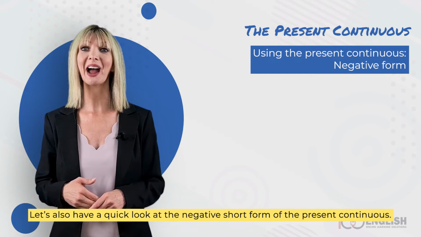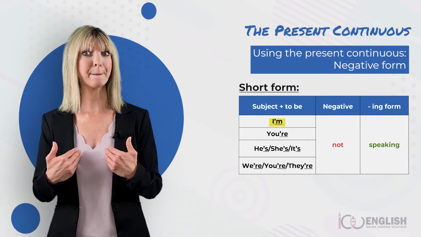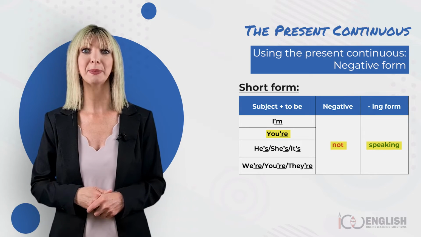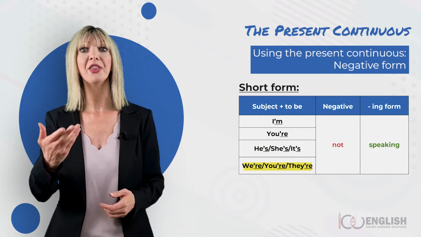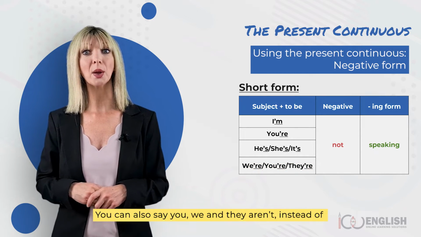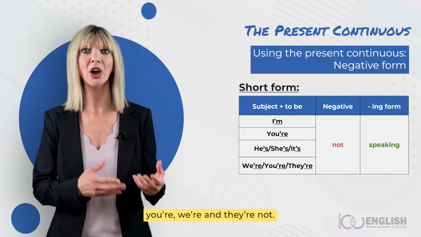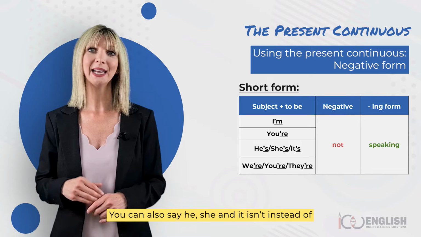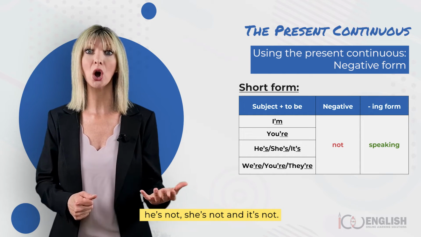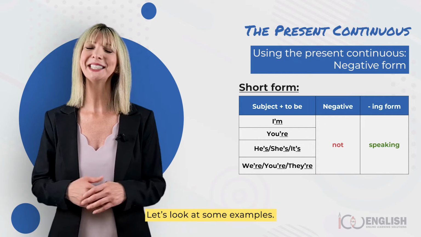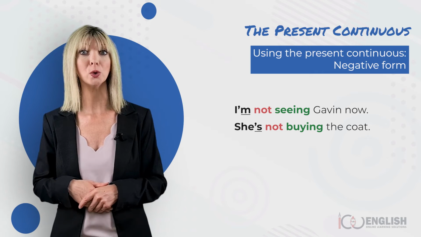Let's also have a quick look at the negative short form of the present continuous. Let's check the forms quickly. I'm not speaking. You're not speaking. He's, she's, it's not speaking. We're, you're, they're not speaking. You can also say you, we, and they aren't instead of you're, we're, and they're not. You can also say he, she, and it isn't instead of he's not, she's not, and it's not. Let's look at some examples. I'm not seeing Gavin now. She's not buying the coat.